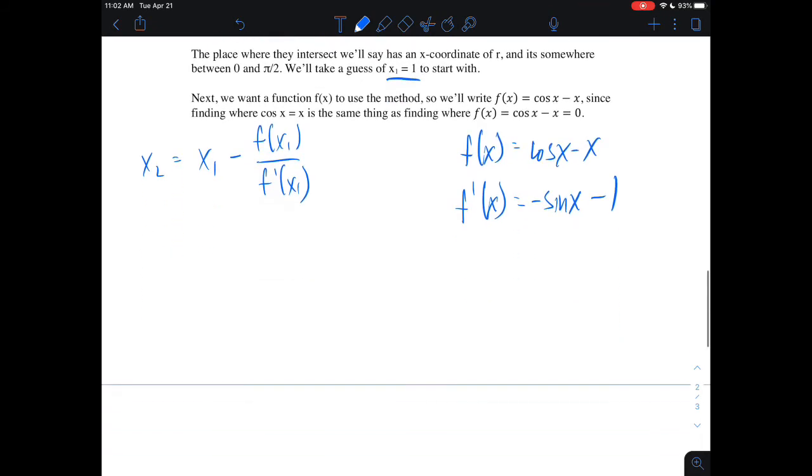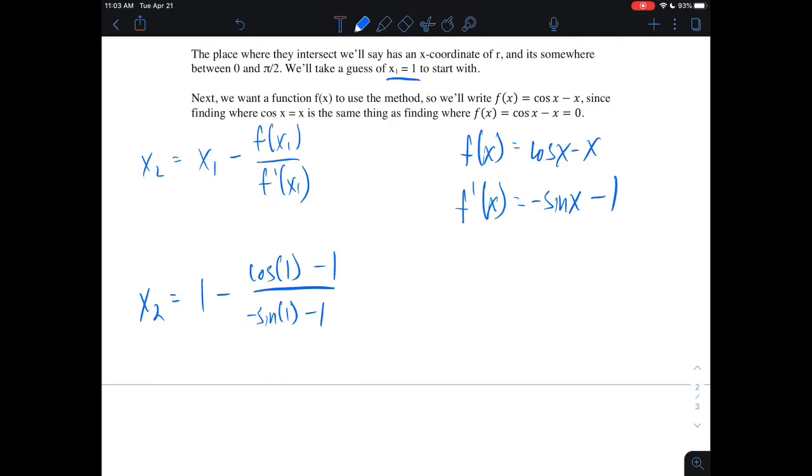So then x2 is equal to 1, that's what we said x1 was, minus f of 1, so in this case that'll be cosine of 1 minus 1, divided by f prime of 1. So f prime of 1 will be negative sine of 1 and then minus 1.